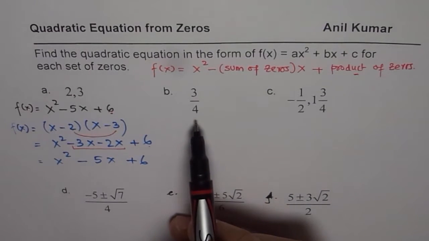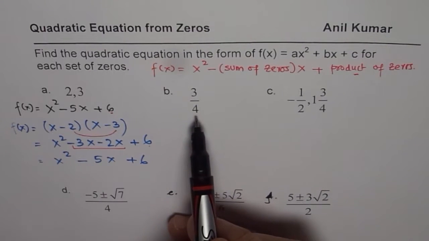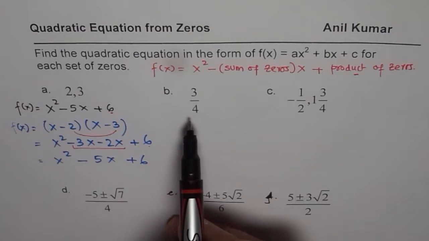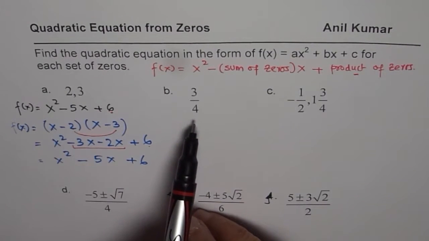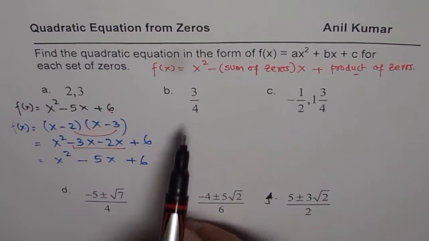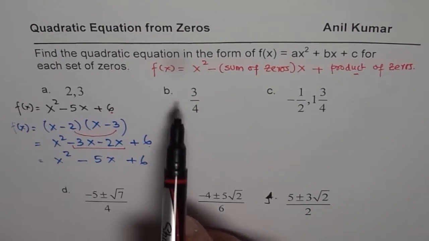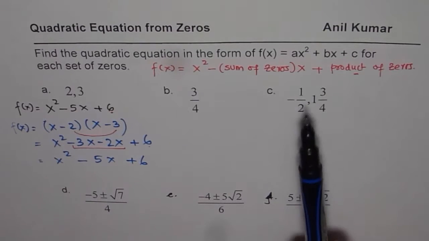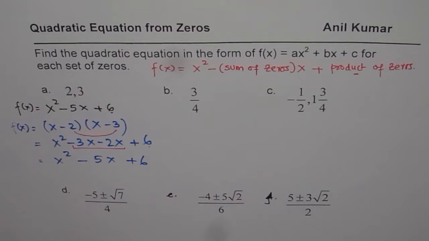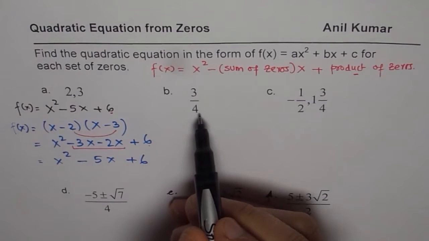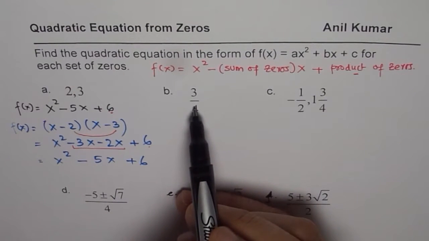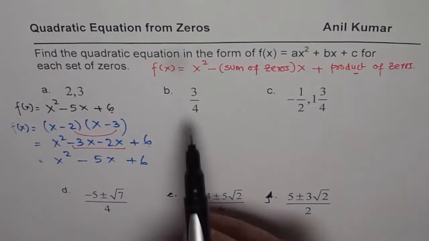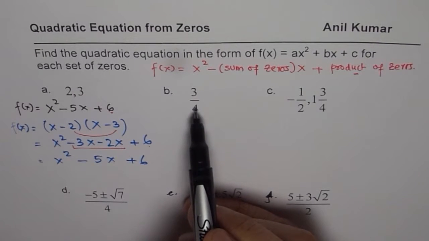Remember, whenever you have fractions, in that case, it is better to write the equation without fractions. Let me show you how. So let's do part B also, and part C will be your test question. Okay, so we have only one zero here. So sum of zeros means you will add this 2 times. Product of zeros means you'll just multiply this by itself, right? So that is how you will get it.